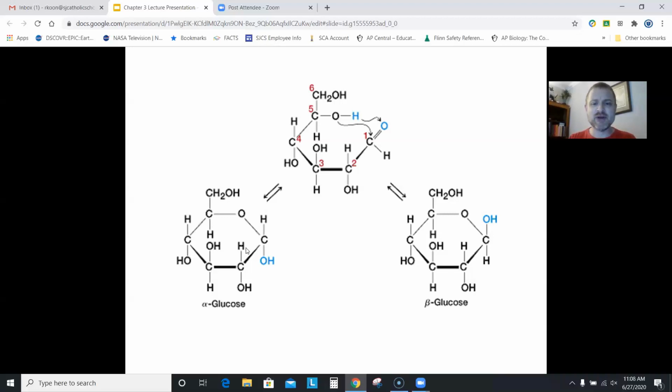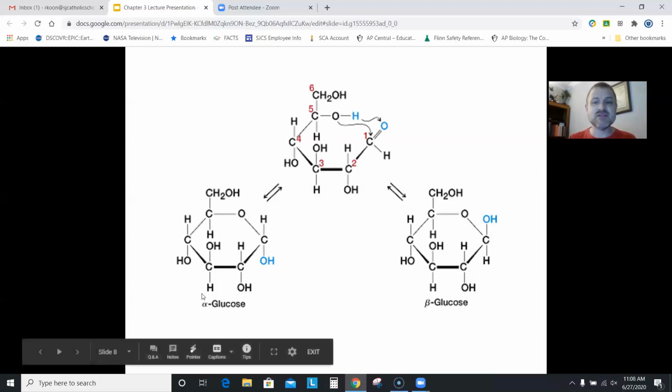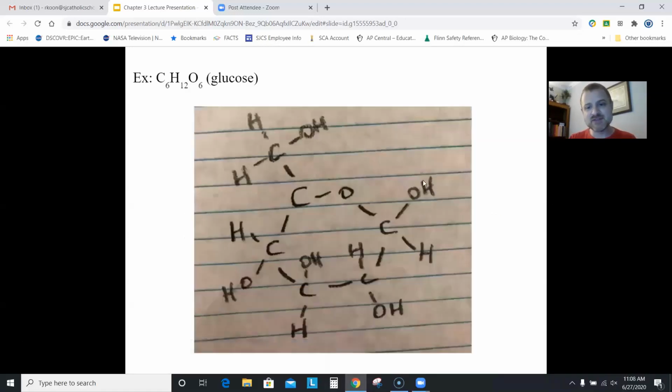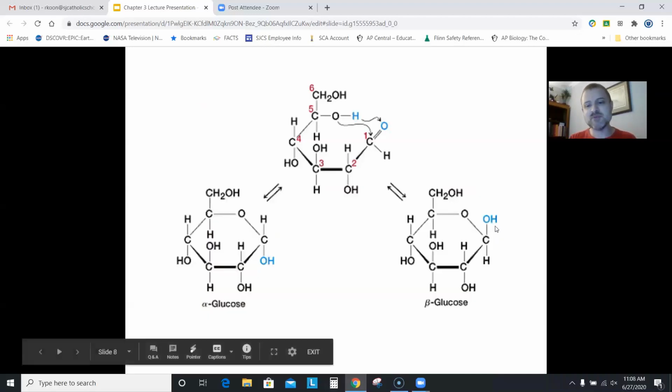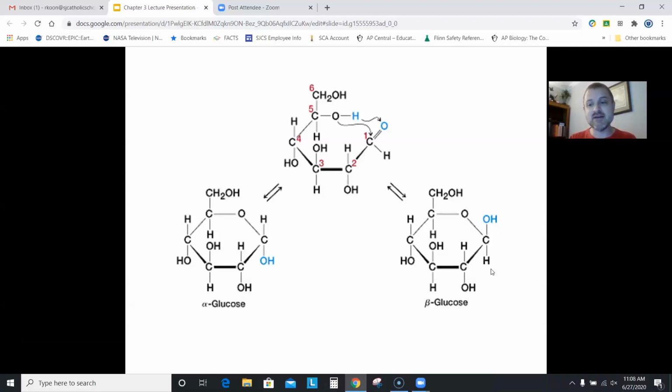One thing I want to point out, and this is going to be important later, there are 2 forms of glucose. There's the alpha form, and there's the beta form. And the difference is, remember how I said this OH group could be pointed down? Here it's pointed down, here it's pointed up. The alpha and the beta, that's the difference.